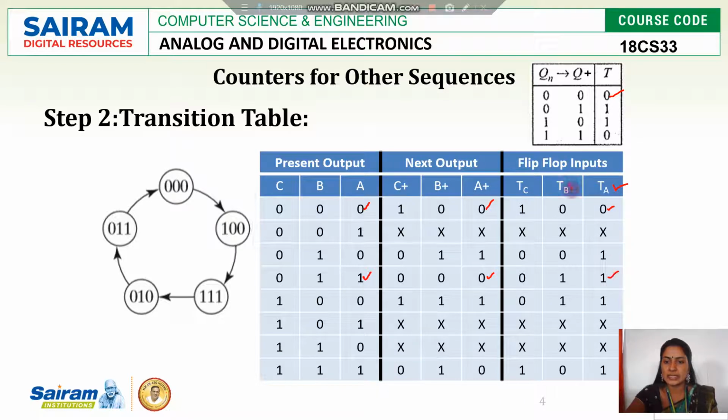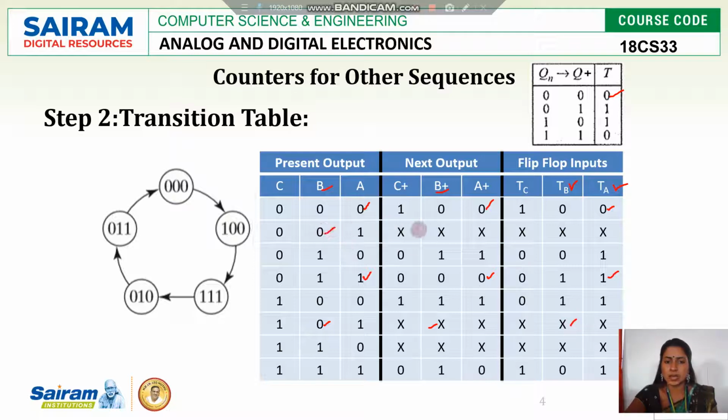Next, TB I am going to check. For that I need B and B plus. 0 and X: if there is any X, then the output will be don't care only.